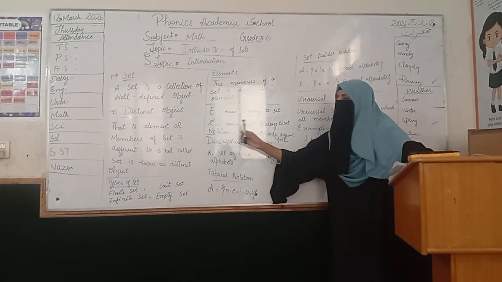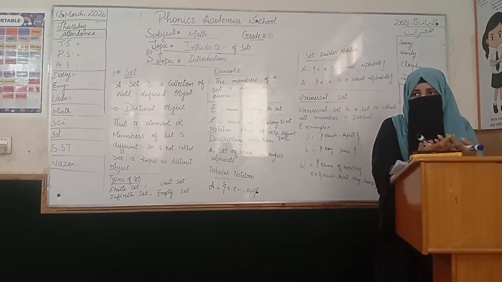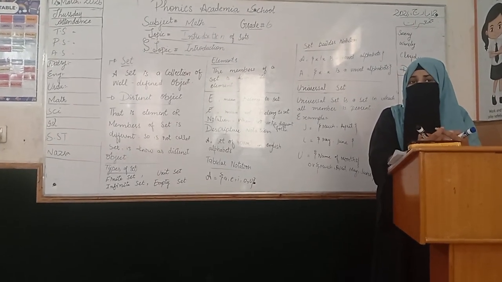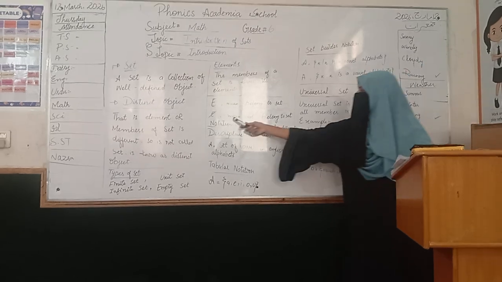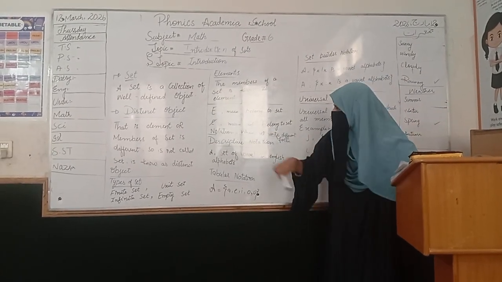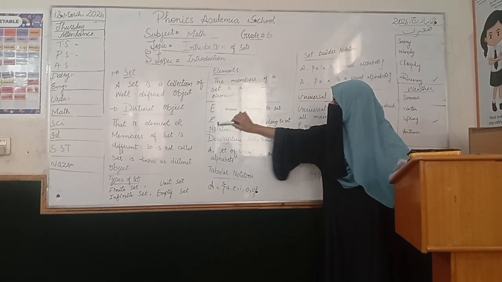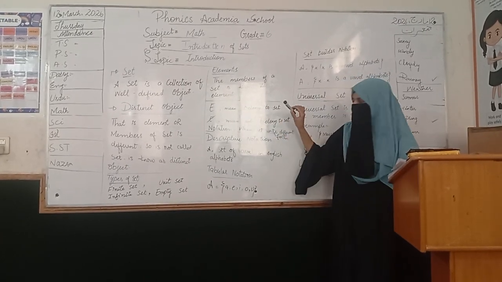But for example, if onion and carrot are given among the fruits, they are vegetables, not fruits. So we say that onion and carrot do not belong to the fruit set. This sign is used for belongs to the set, and this sign is used for does not belong to the set.